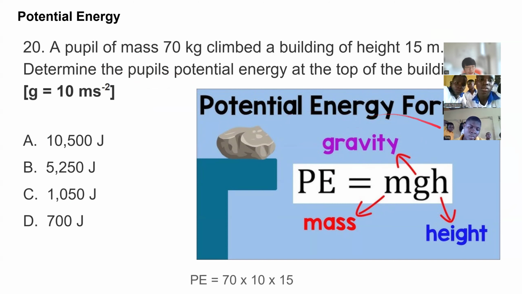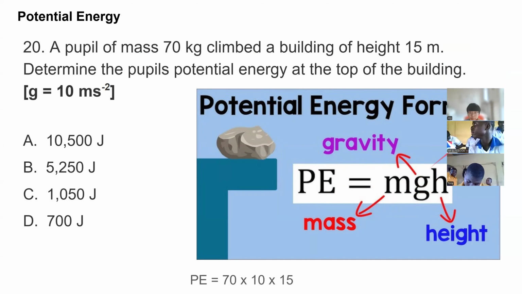And potential energy is given by this formula. This is important. Maybe it's good for you to memorize. Potential energy equals mass times gravity times height. So potential energy equals mgh. That's how you put it. Mass, gravity times height.